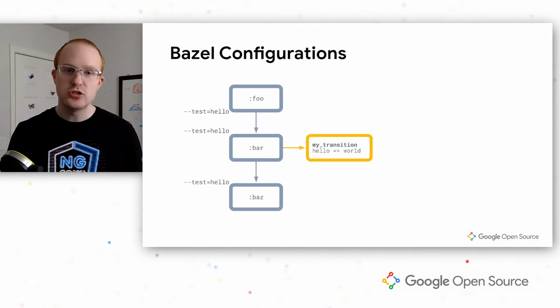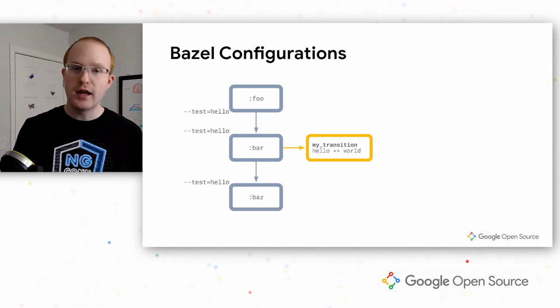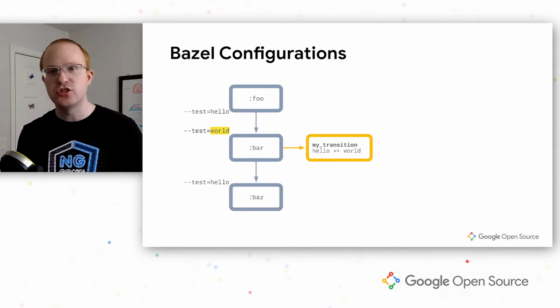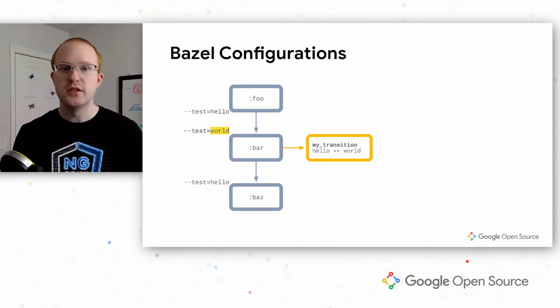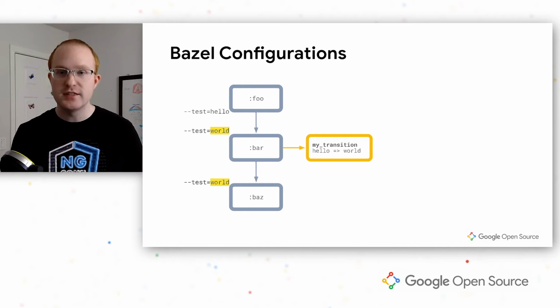We can introduce a transition to the bar target, which will transition its flag value from hello to world. What this means is that when bar executes its rule, it will see the test flag now has the value world. This transition has effectively changed the value of this flag for bar. Baz will also see the value world because it inherits this configuration from its parent. This means that all transitive dependencies of bar will see the new value of world. Foo, on the other hand, is unaffected, and it continues to compile with hello because it's sort of above all of this in the build graph.